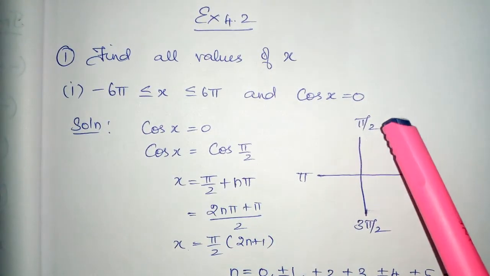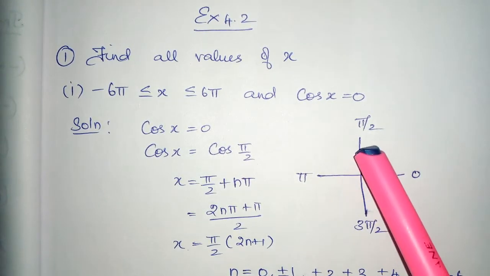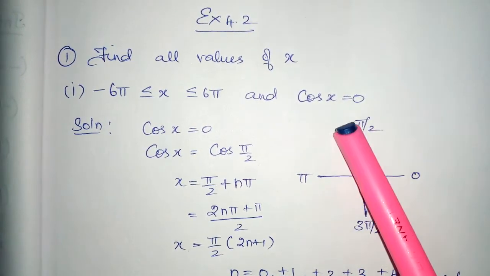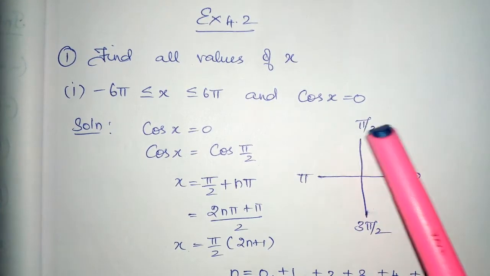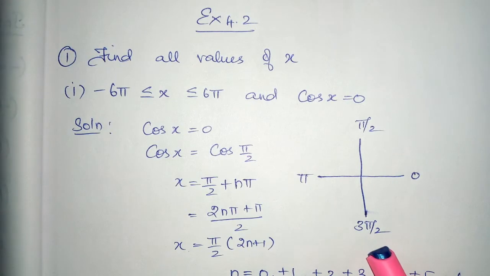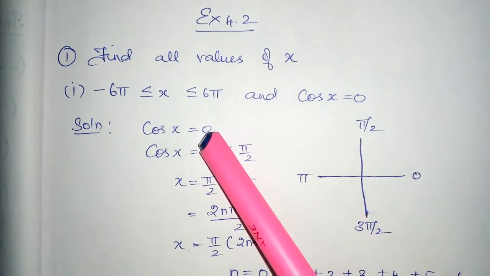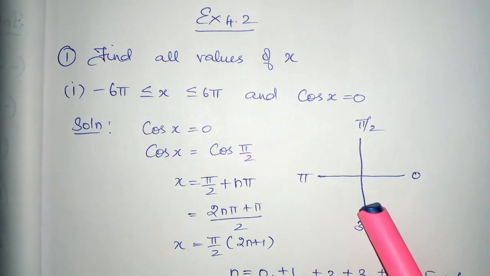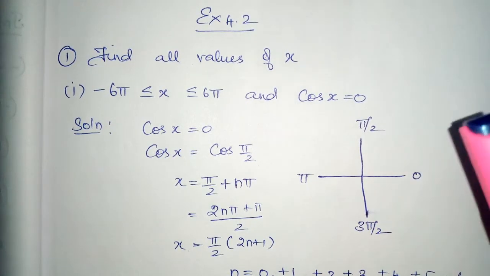See, cos π/2 is 0, isn't it? Now I am going to make a half rotation. Half rotation means from π/2 to 3π/2. Full rotation means a complete rotation, so a half rotation means a π rotation. That is π/2 plus π is 3π/2. When I make a half rotation, again I am getting the value 0, that is cos 3π/2 is also 0. Again I am making a half rotation, so it is 5π/2, and I am getting a 0 value.